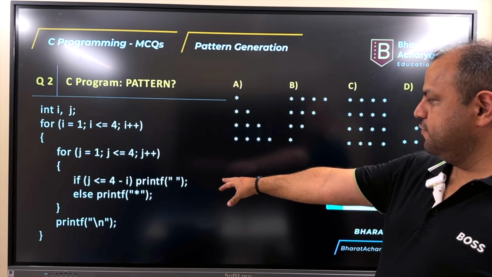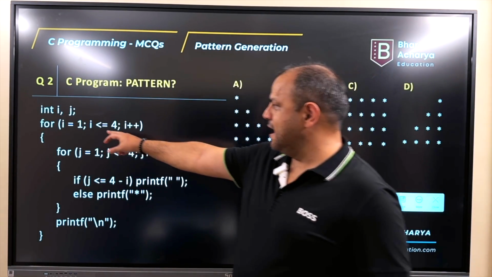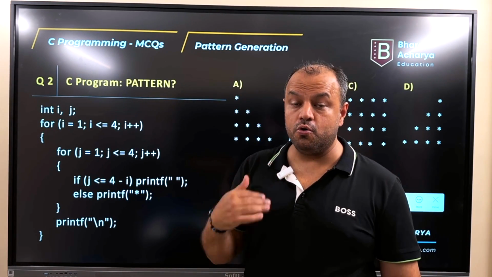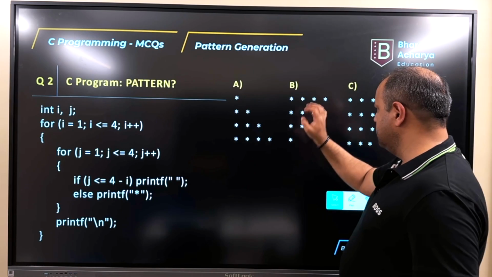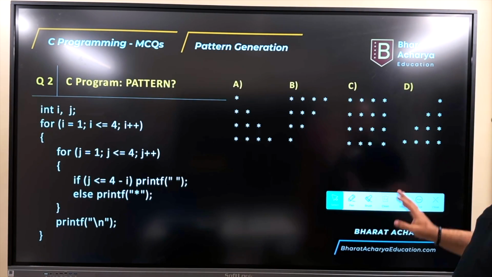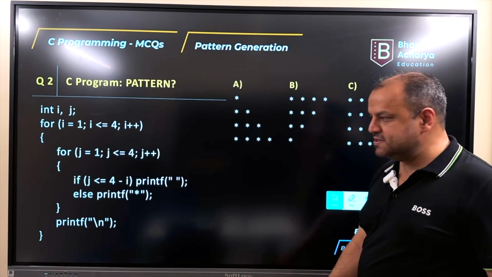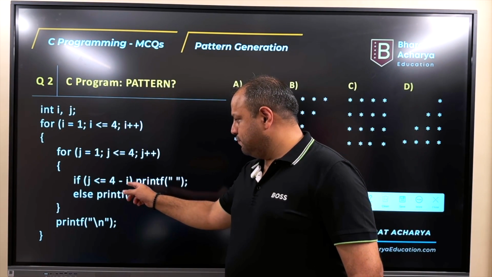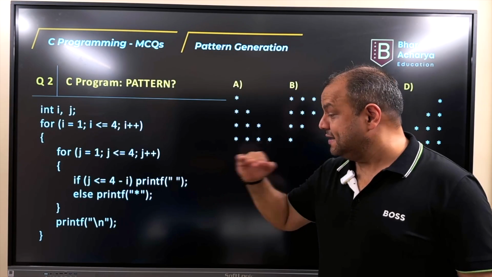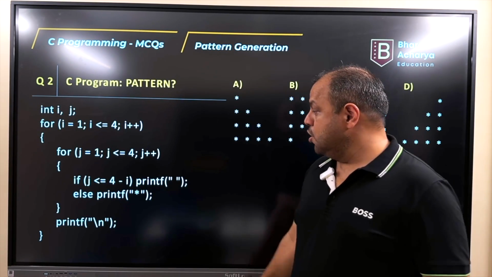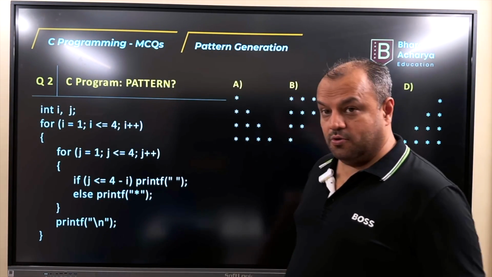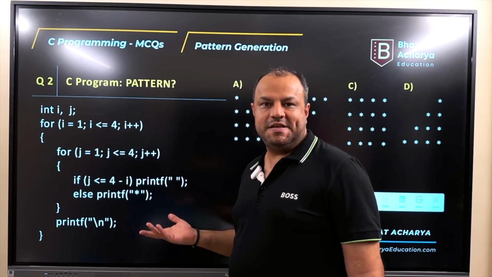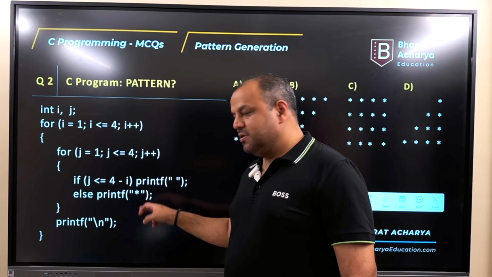What is the pattern from this? What are you doing? I is going 1 to 4, J is going 1 to 4. That means there are 4 rows and there are 4 columns. So all options have 4 rows and 4 columns. So far all options are correct. If J is less than equal to 4 minus I, then print dash. That means a blank. Else print star. Okay, not the other way around. If this condition is satisfied, you will print nothing. That means the space means nothing. Else you will print a star.